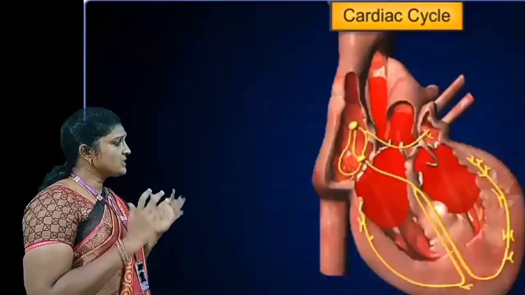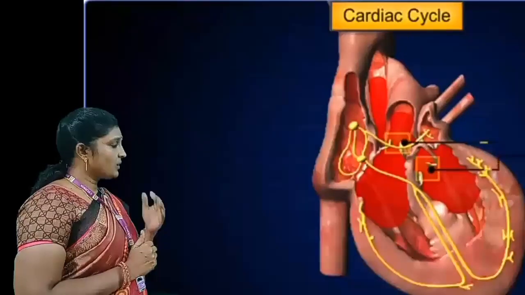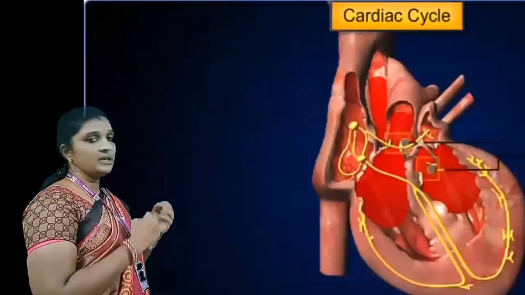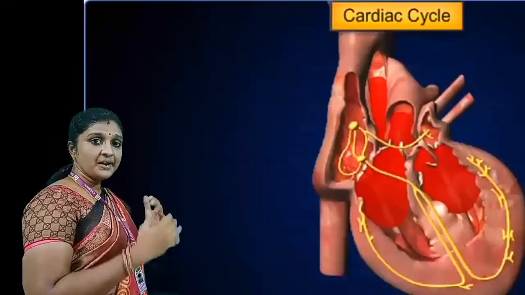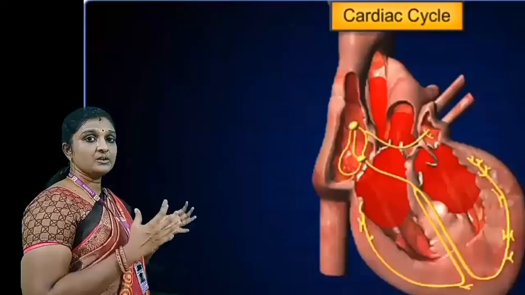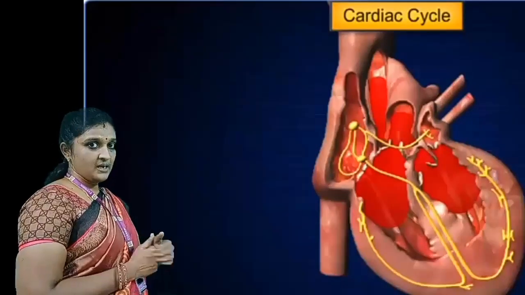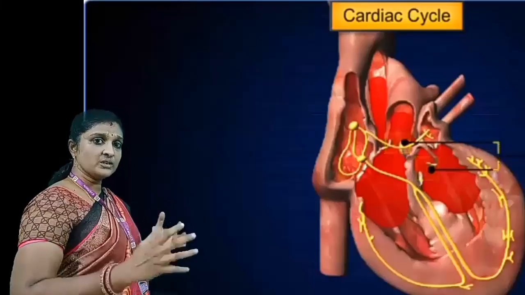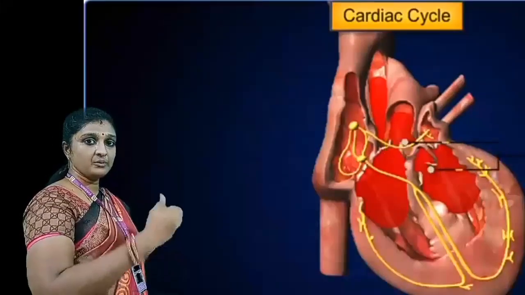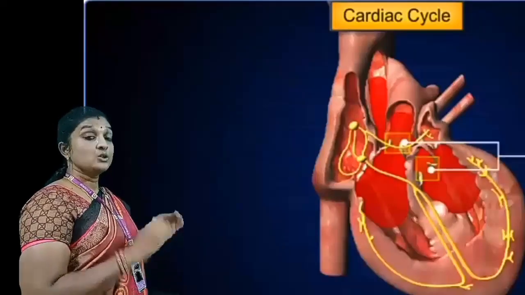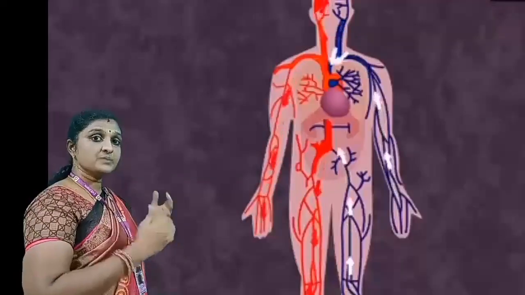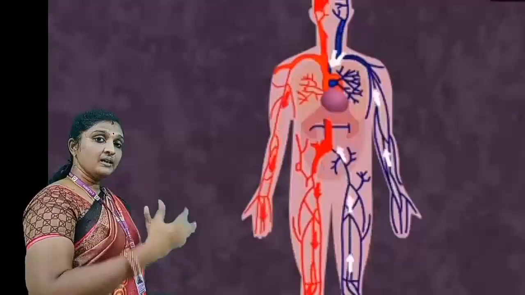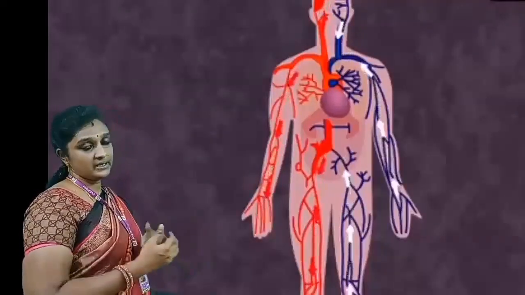Okay. Now, what is the role of nodal tissue in the beating of the heart? Or how does the heart beat? Let us try to understand this concept in the topic of cardiac cycle. This cardiac cycle is a sequential work. It happens one after one in a sequence. So you should know the order in which it takes place in the heart. So let us see the heart function, and then we'll go through what the cardiac cycle is.